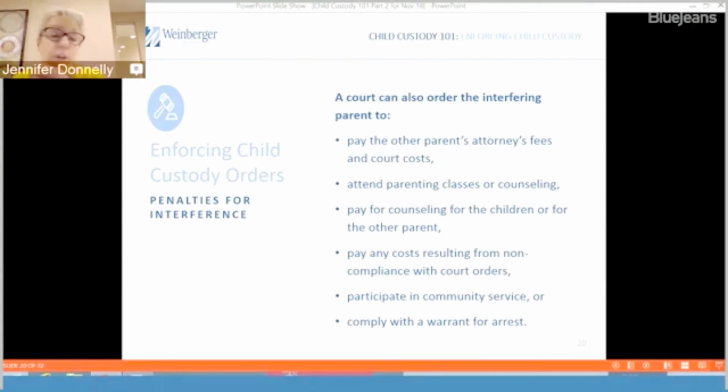Some more penalties for interference. A court can also order the interfering parent to pay attorney's fees of the other parent and court costs, attend parenting classes or counseling, pay for counseling for the children or for the other parent, pay any other costs resulting from failure to follow the court order, perhaps participate in community service, or even issue a warrant for their arrest.